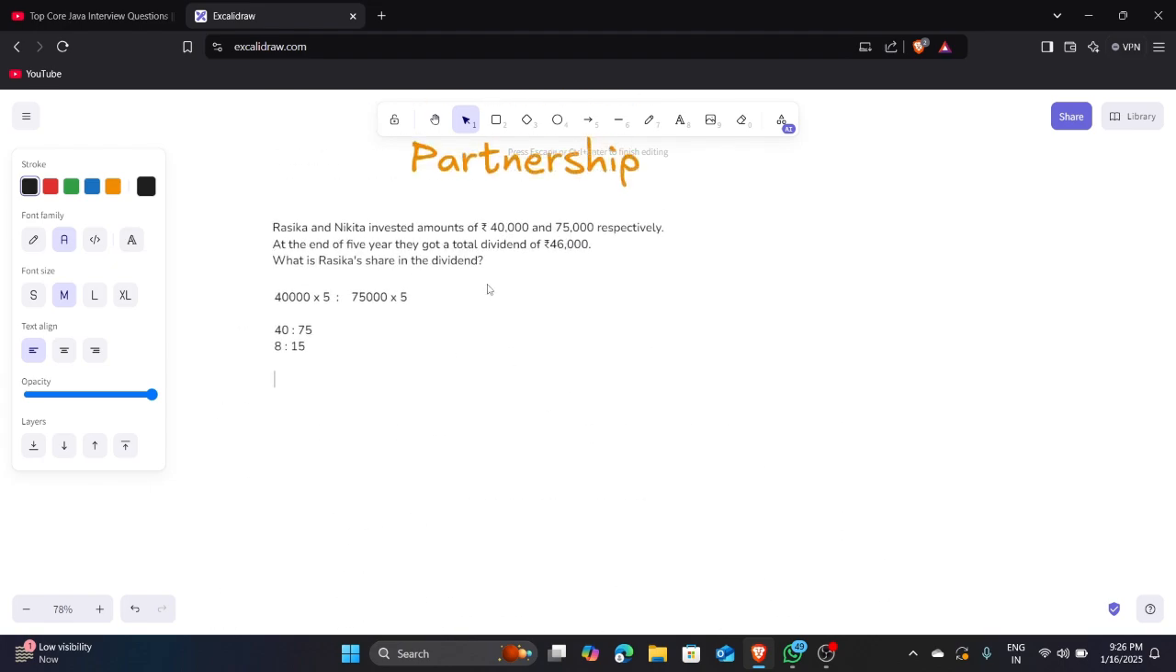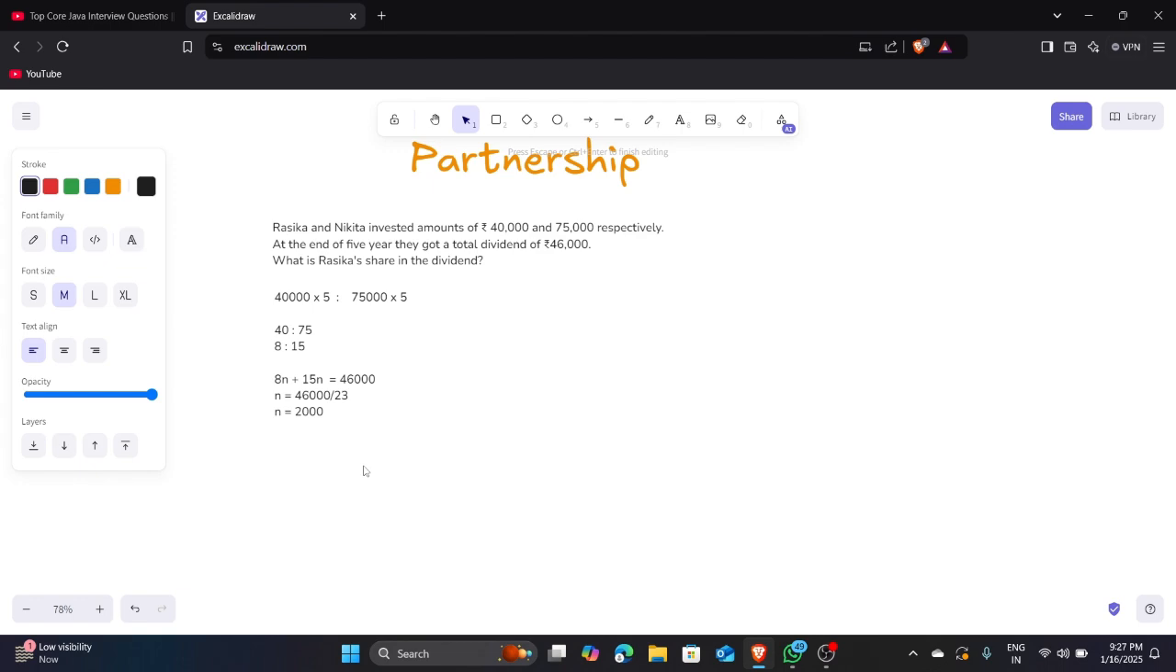So in this question also, they had given the total. It means the sum of the ratio parts is 8 plus 15, which is 23. So the n value is nothing but 46,000 divided by 23. The answer, the n value, is 2000. Okay, this is the answer for n.